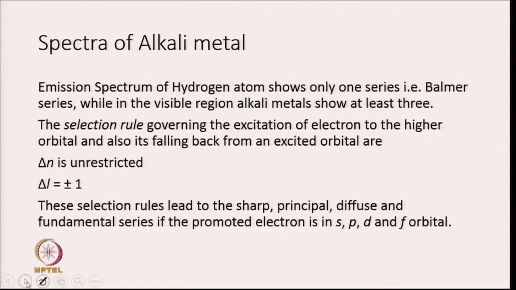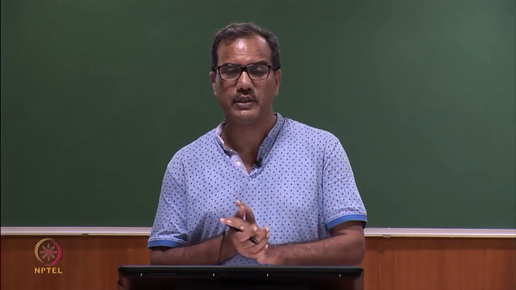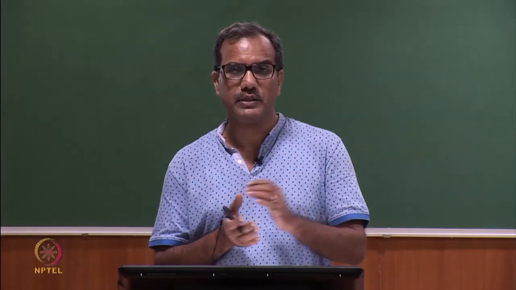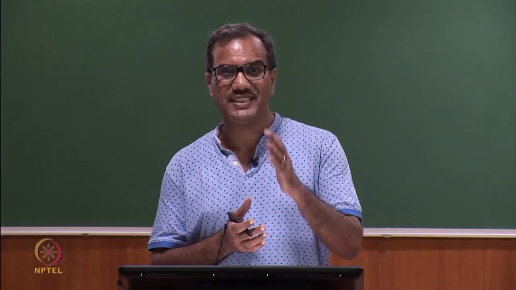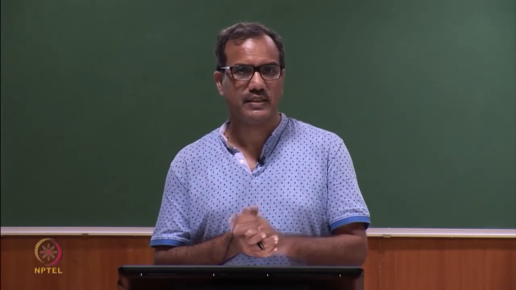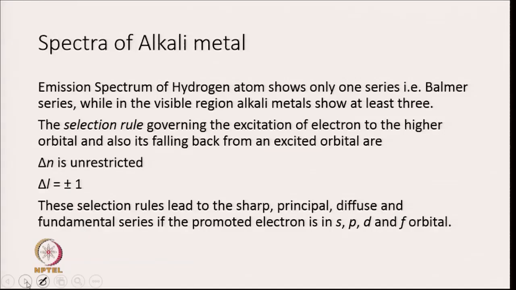Now, the emission spectrum of the hydrogen atom shows only one series, the Balmer series, in the visible region. We are talking in the visible region. It shows only one series, while in the visible region, alkali metals show at least three series. The selection rule is the same as we discussed for the hydrogen atom: delta n is unrestricted and delta l is plus or minus 1. These selection rules lead to sharp, principal, diffuse and fundamental series.